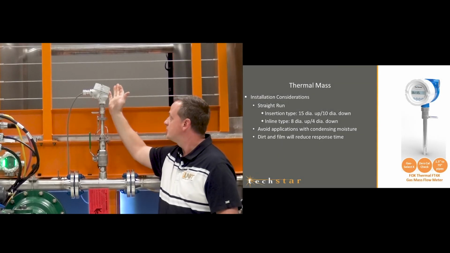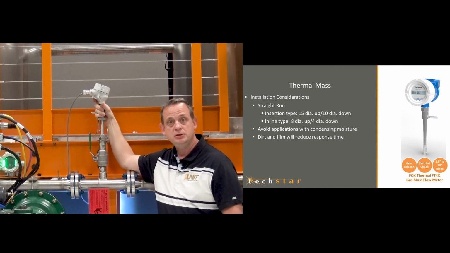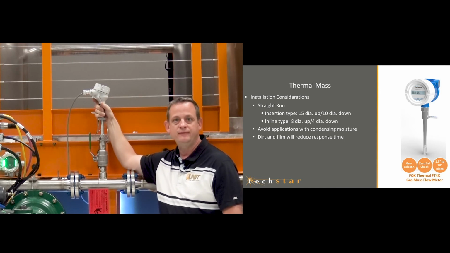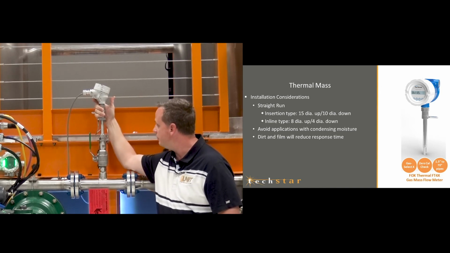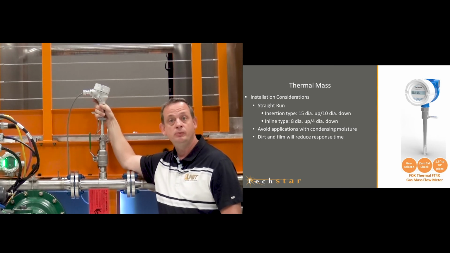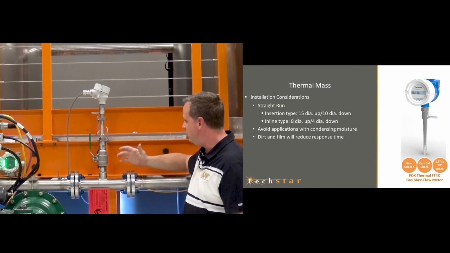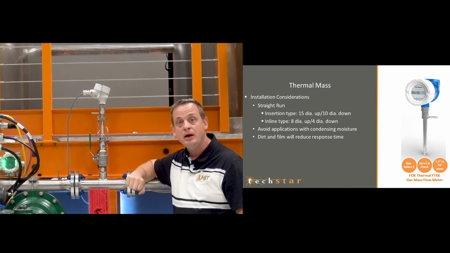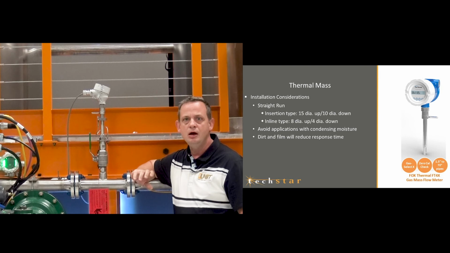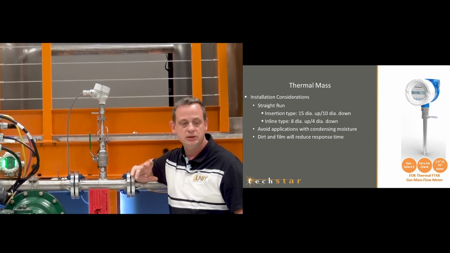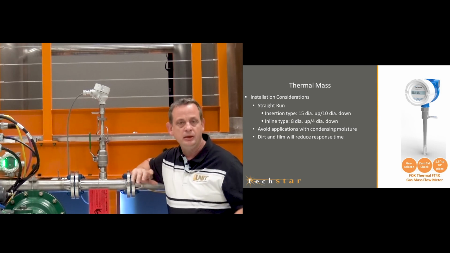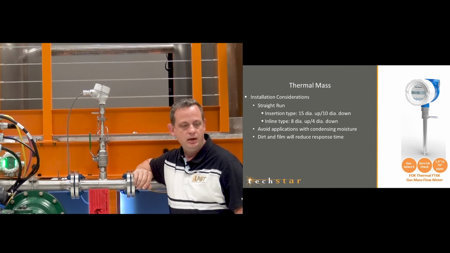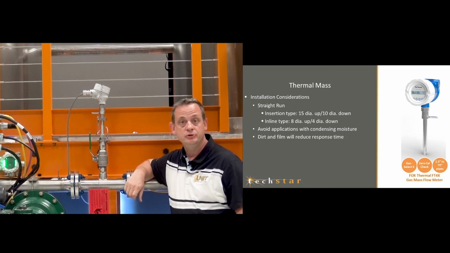Okay. So guys, what we have here is a thermal mass meter. This is going to be a gas meter for gas flow. The one that we're looking at here is actually an insertion style meter. Okay, so this is inserted into the pipe. On these, we want to have about 10 to 15 pipe diameters upstream, and then 10 pipe diameters downstream. They're also available in a spool piece style. And on the inline, you could do 8 diameters up and 4 pipe diameters down.